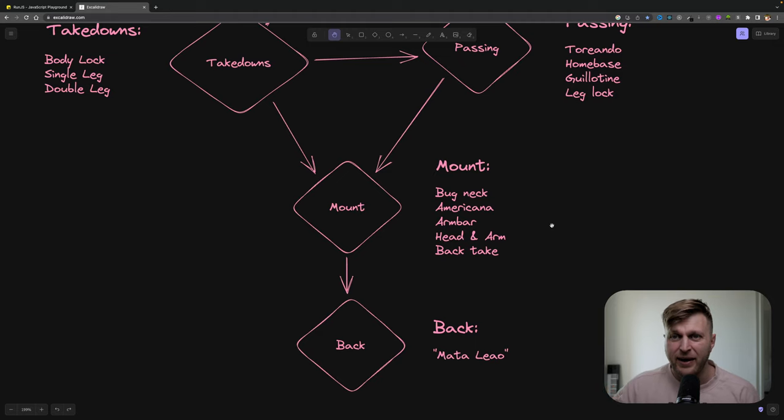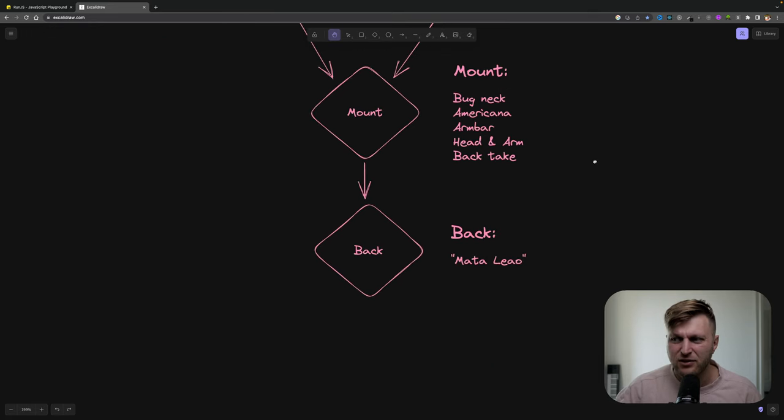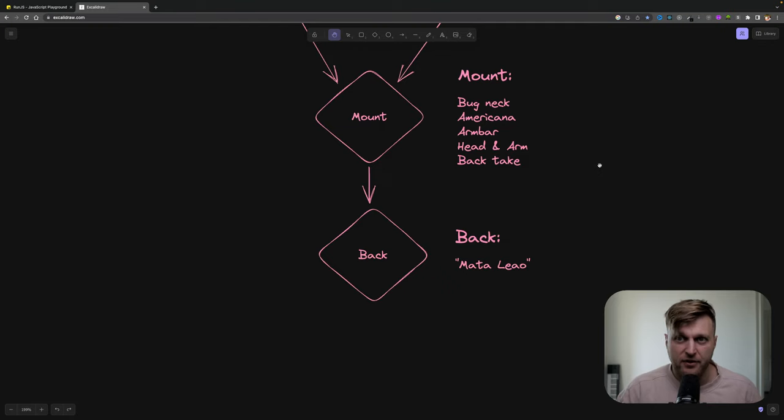But the general idea, when I get mount, I'm always bugging the neck. I want people to react with their arms. I'm either going to go for Americana, and if that doesn't work, it forces the hand across. That allows me to either secure the arm for the back take, it allows me to attack an armbar, or if their arm goes way too far and they expose the side here, I could go for the head and arm choke, which I've been working on. So literally from mount, I'm bugging the living daylights out of the neck, just really grinding my person the nicest way possible, just so I could get them to move their hands and go for Americana, armbar, head and arm, or back take. And obviously, when I get to the back, I'm looking to finish with Mataleo or rear naked choke.